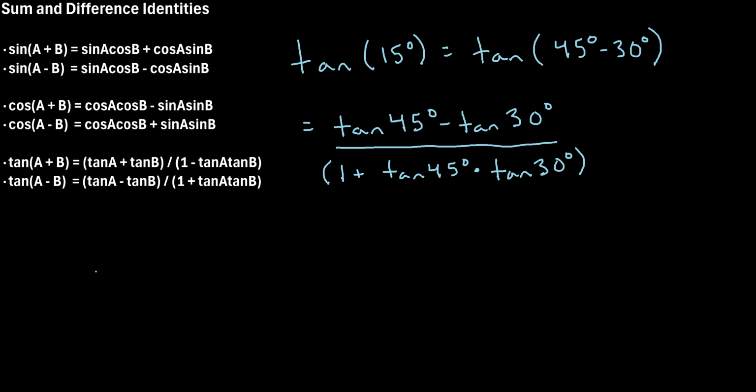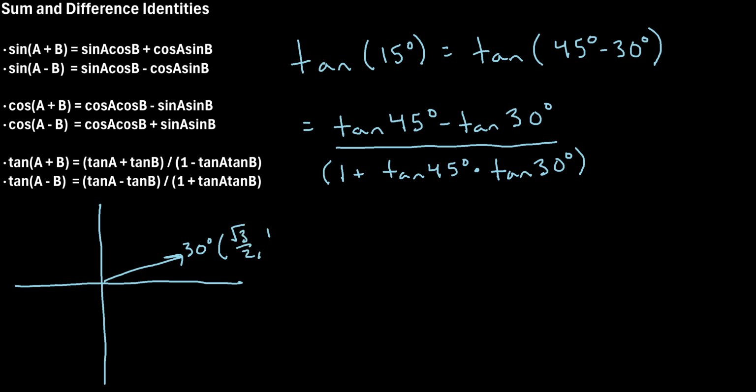Okay, so to fill in some of these values, let's think about our unit circle again. At 30 degrees, the xy coordinates on the unit circle are square root of 3 over 2 and 1/2. And at 45 degrees, the xy coordinates on the unit circle are square root of 2 over 2 and square root of 2 over 2. And remember, the x coordinate corresponds to cosine, while the y coordinate corresponds to sine.